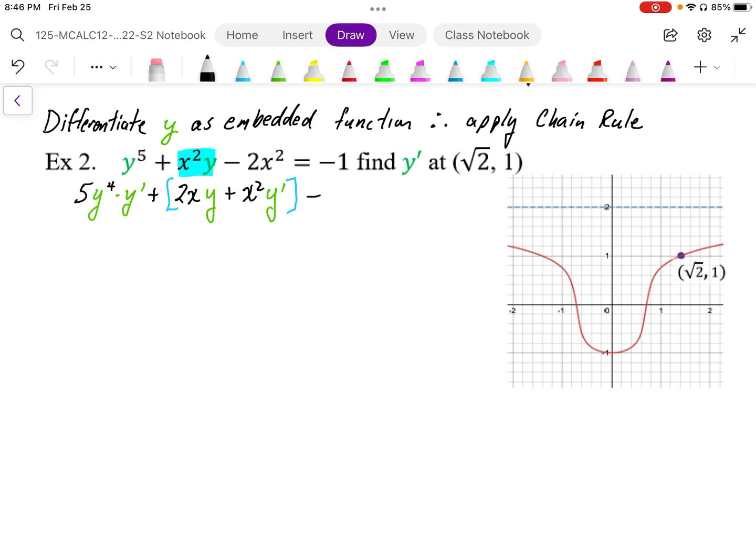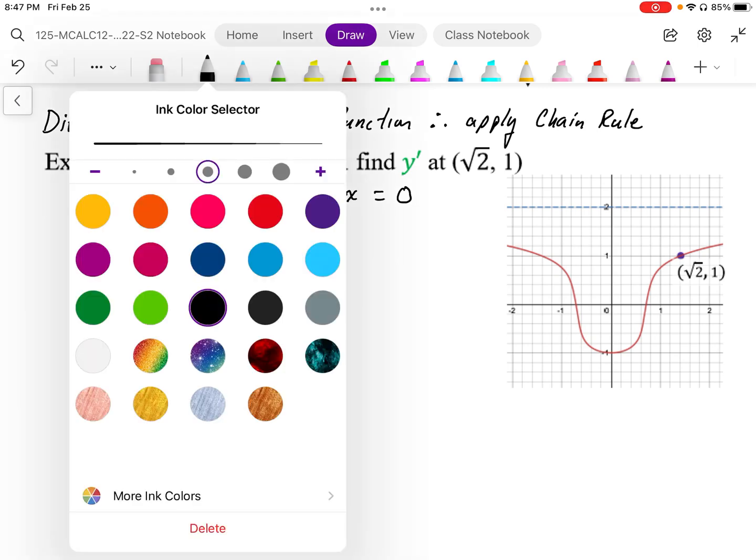Then we just differentiate this next term normally. It becomes 4x. And differentiating -1, constants differentiate to 0. So we just need to rearrange this expression. And what we want to do is solve for y prime. So we actually have an expression that we can calculate slope with. But we want to make this a little bit nicer. We want to solve for y prime. So that's what I'm going to do.